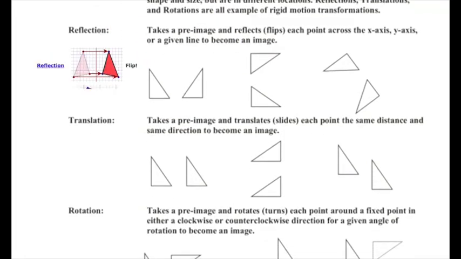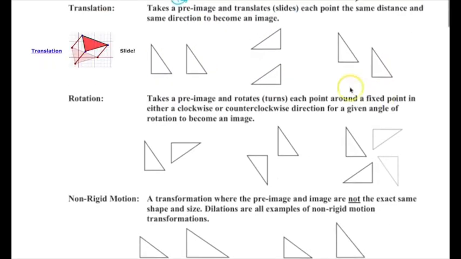The first one is a reflection. What happens there is we flip each point across a line, either the x-axis, the y-axis, or any given line. In this case, this is a horizontal flip, right? We're going to flip this horizontally, so flip this across the y-axis, and you go from here to here. You can also flip it vertically. Or you can flip it across any line. That's a reflection. You flip it across the line.